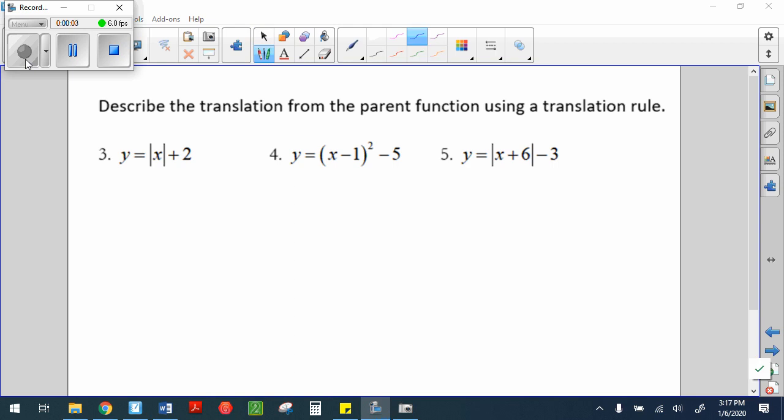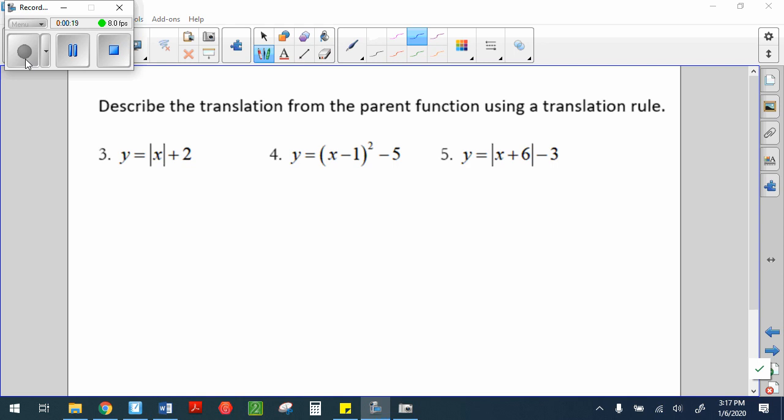Okay, this is page 3 in your packet for Unit 7 for algebra. Describe the translation from the parent function using the translation rule. So, all of these, 3, 4, and 5, are written in vertex form.